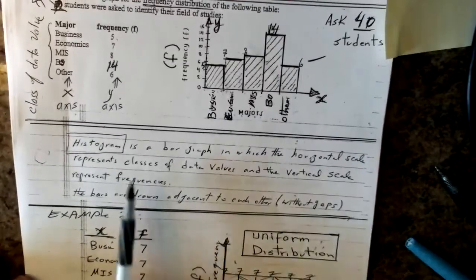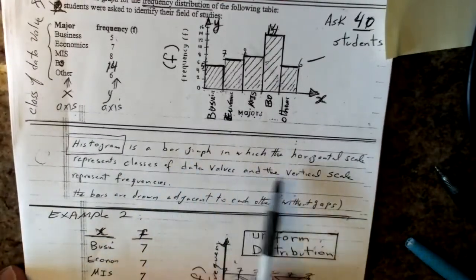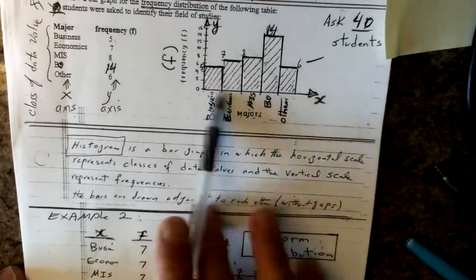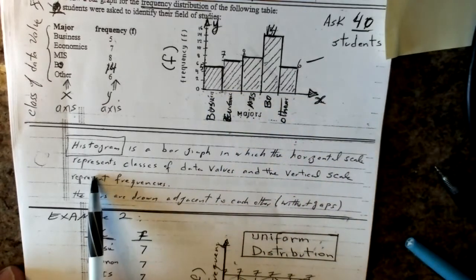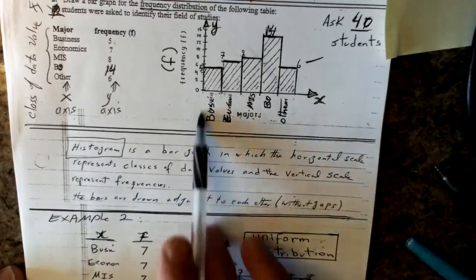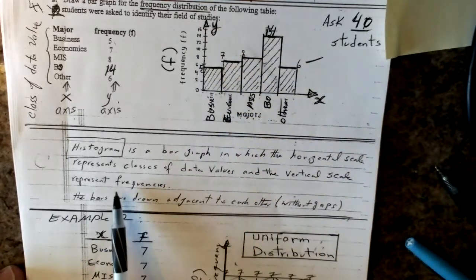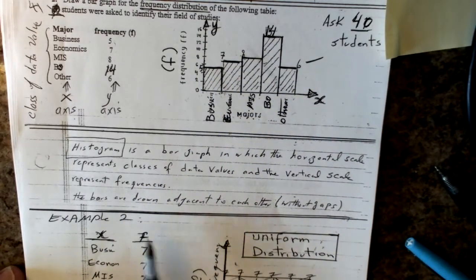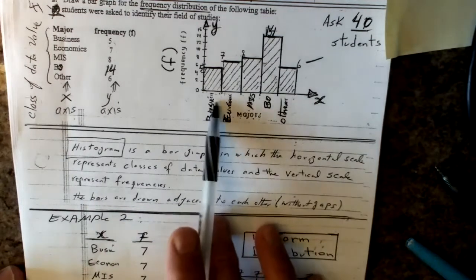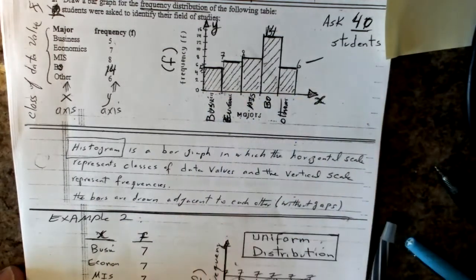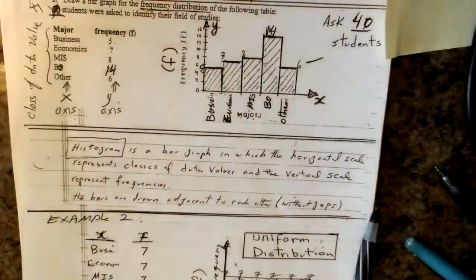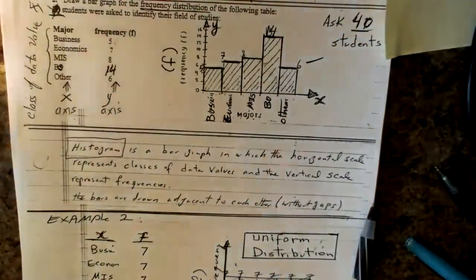And here is the explanation. A histogram is a bar graph in which the horizontal scale represents classes of data values and the vertical scale represents the frequency. And you understand that all these bars are drawn adjacent to each other. See, there is no gap. What if all the frequencies are the same?